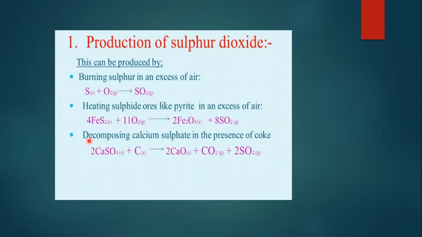See, sulfur remains in its allotropic form, that is S8. When the S8 is burned in excess of air, the sulfur dioxide is formed. Second method of production of sulfur dioxide is when the ferrous sulfide is heated with excess of air, again sulfur dioxide gas is produced. Decomposition of calcium sulfate is also helpful for the production of sulfur dioxide.